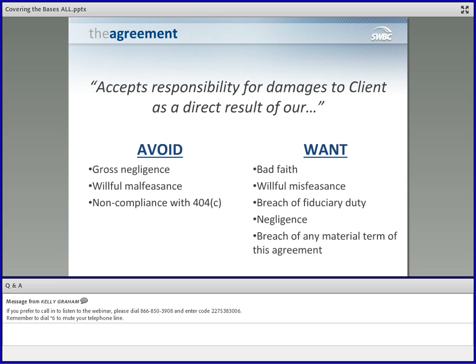And so it starts with this statement of accepts responsibility for damages to client as a direct result of our, and then what you want to avoid and what you would like to see. This is just saying what needs to happen to the plan or to you as a plan sponsor in order for your advisor to start taking responsibility.